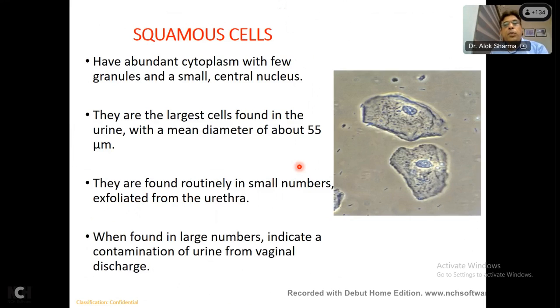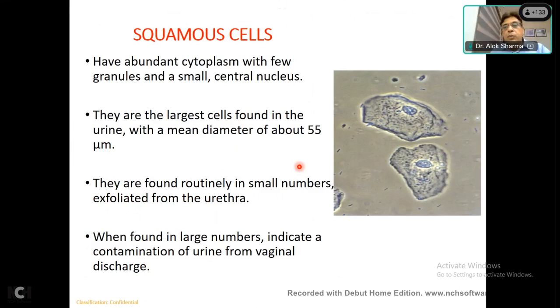And this is probably one of the most common findings in any urinary sediment examination. You should be able to identify the superficial squamous cells of the urinary tract. They have abundant cytoplasm, a small central nucleus, and if you look at the size, they are the largest cells. If you have a sediment and you see large cells, you can be sure these are epithelial cells.